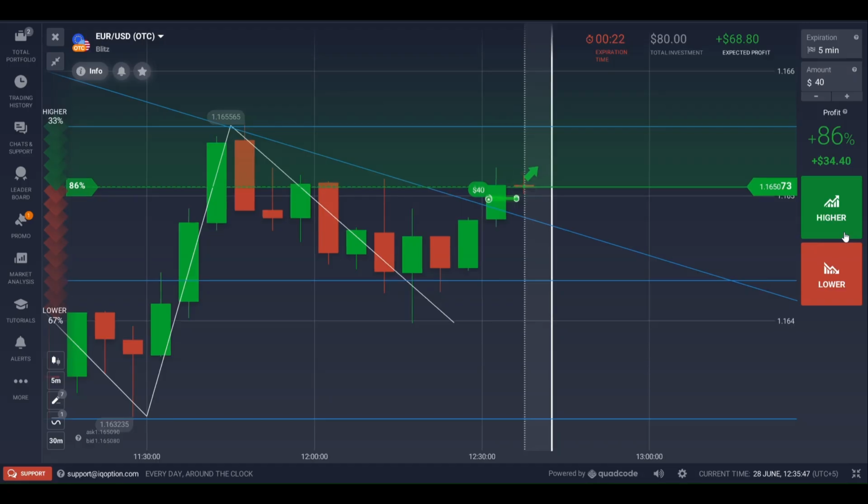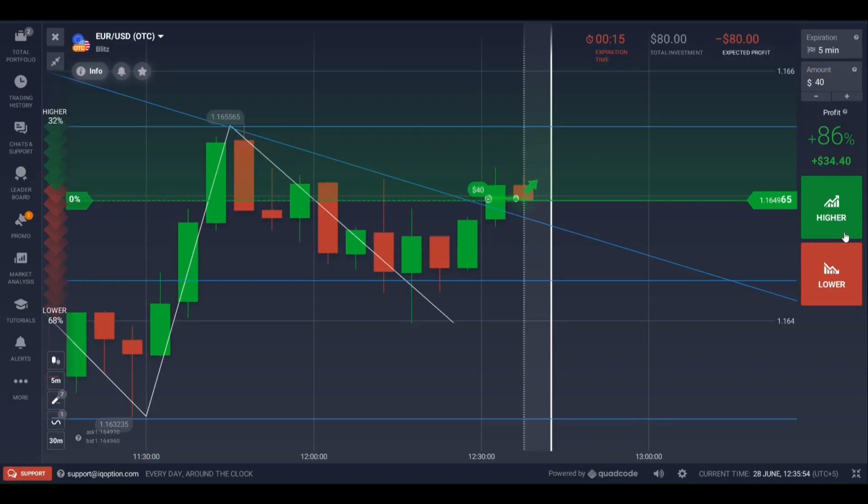And again, this is not financial advice. The setups shown are for educational purposes only. Please backtest everything. Use demo accounts to practice. Build confidence before trading with real funds.